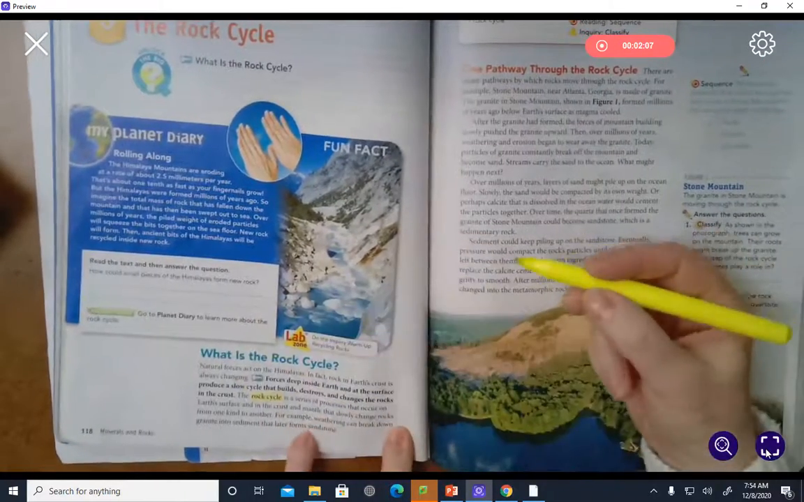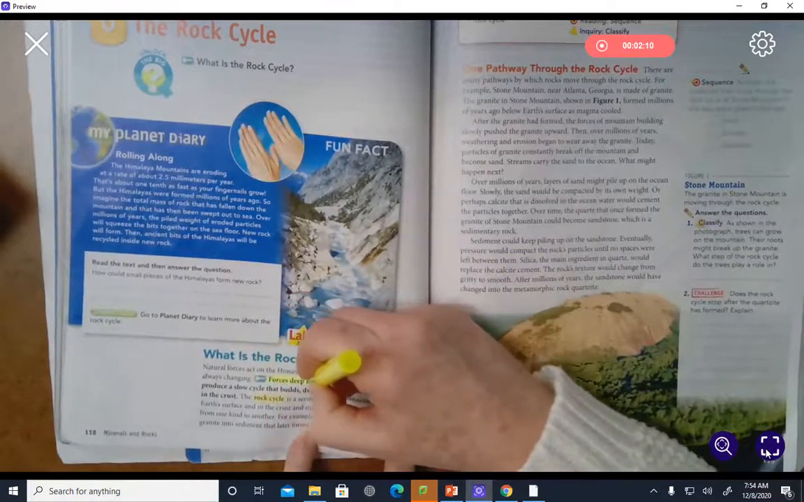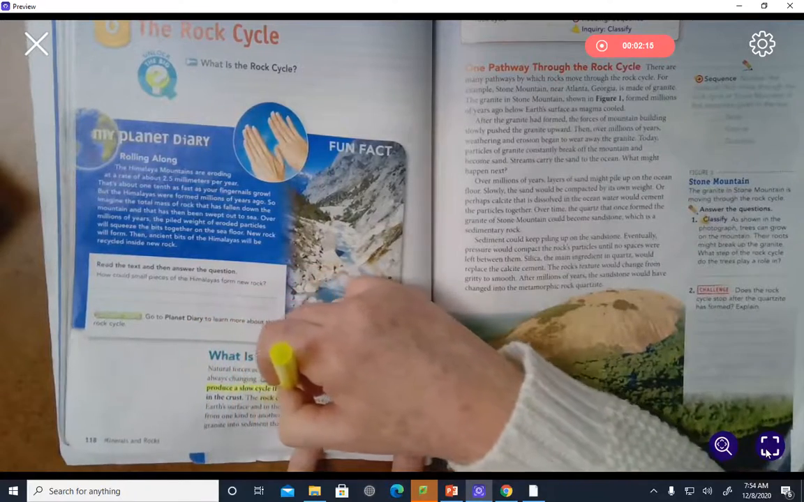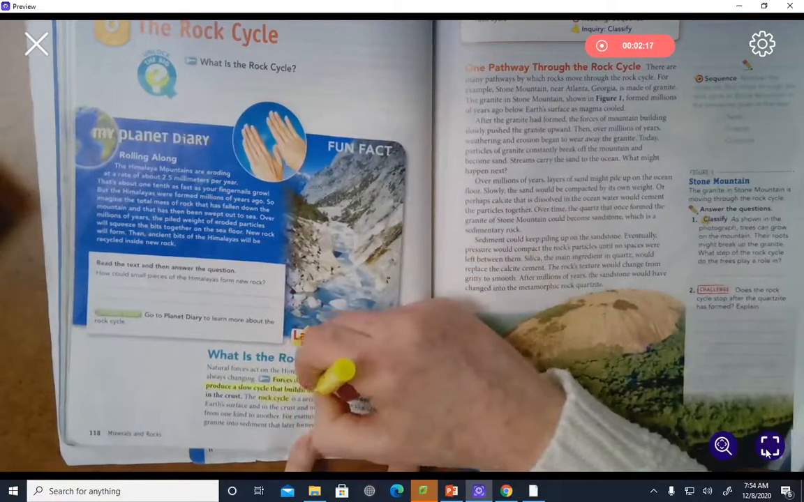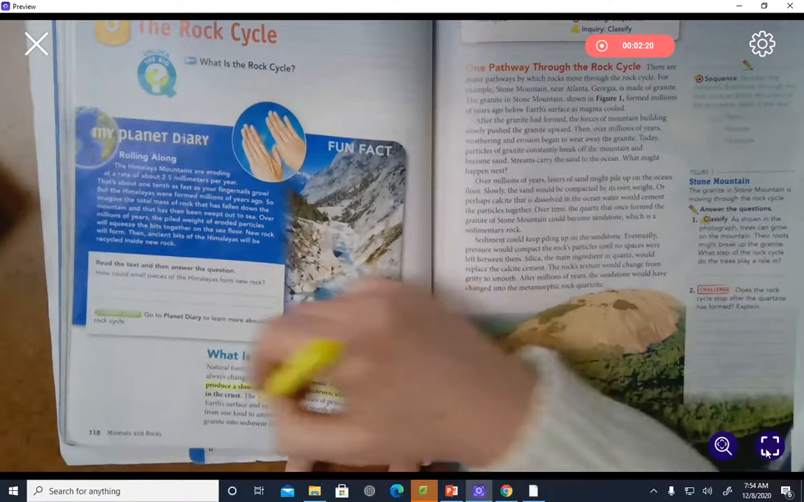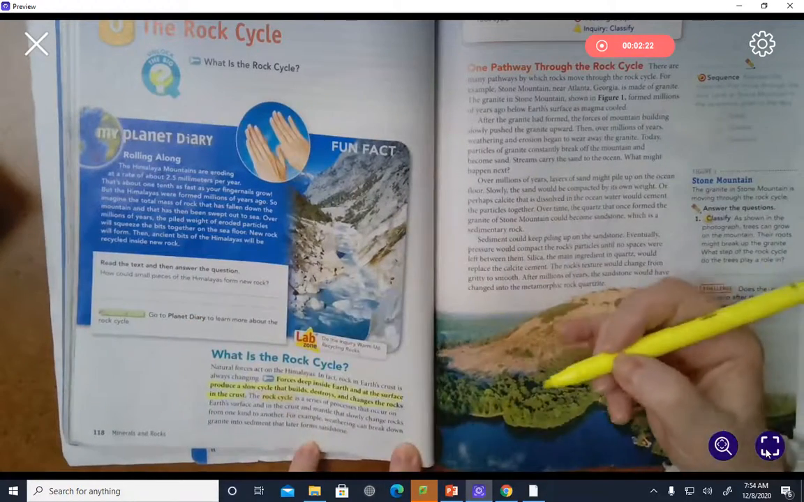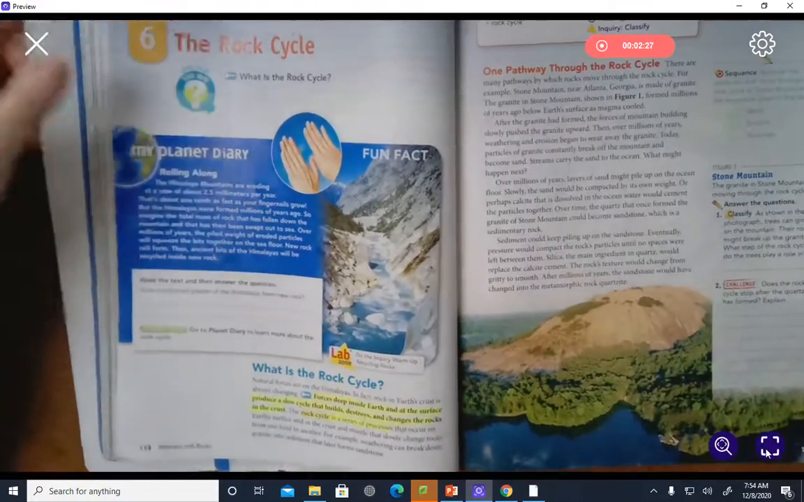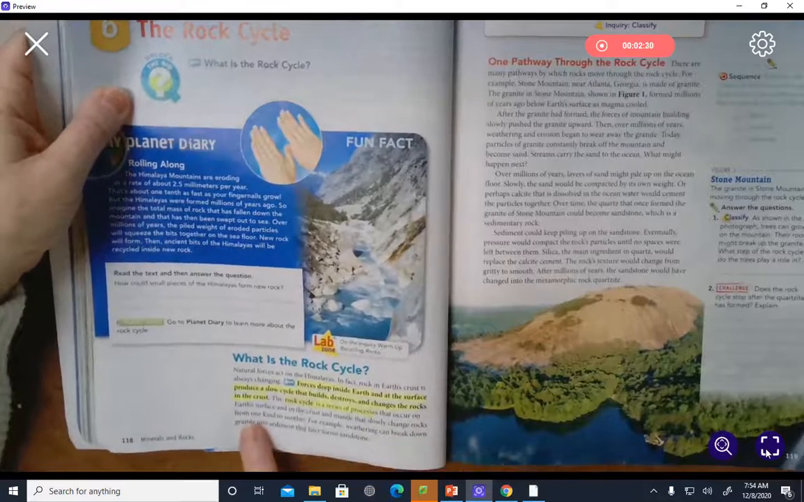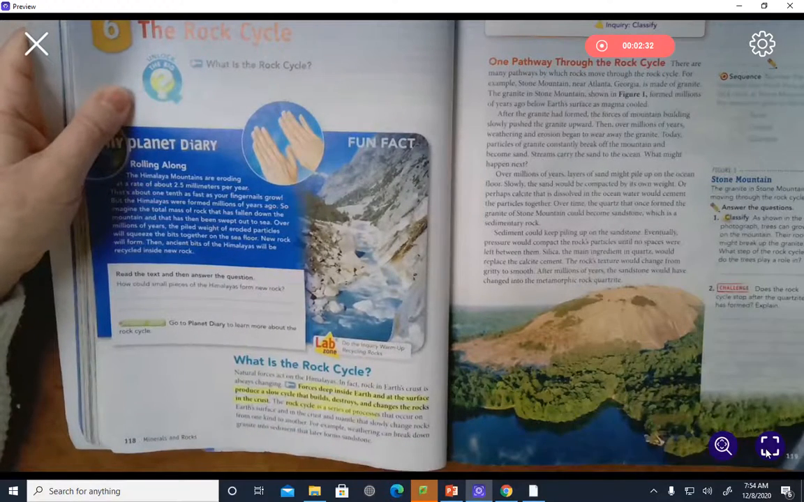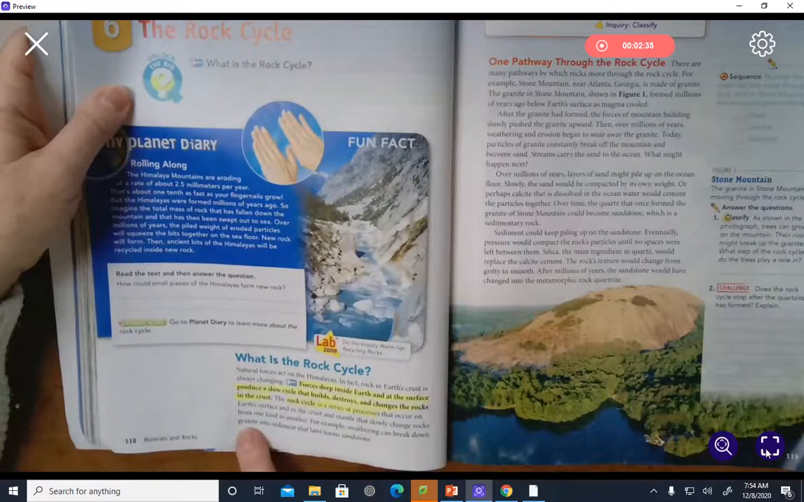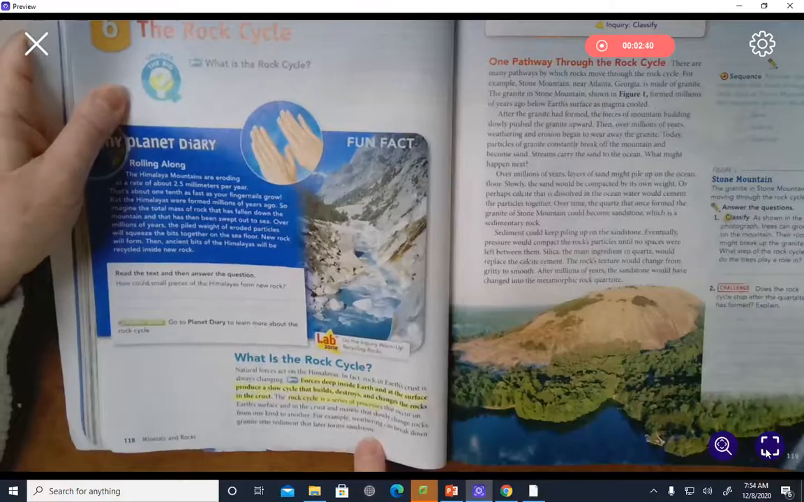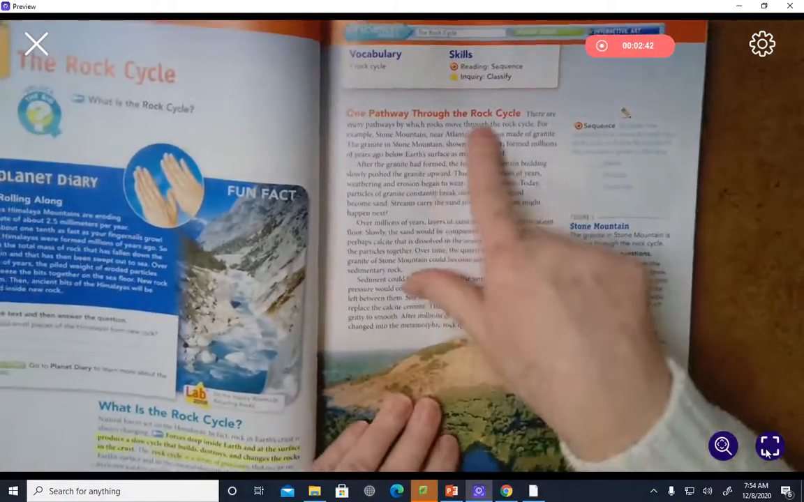And here comes that blue, the key idea. Forces that are deep inside the Earth and at the Earth's surface produce a slow cycle that builds, destroys, and then changes the rocks in the crust. The rock cycle is the series of processes that occur on Earth's surface and in the crust and the mantle that slowly change rocks from one kind to another. For example, weathering can break down granite into sediment that will later form sandstone. One pathway through the rock cycle.